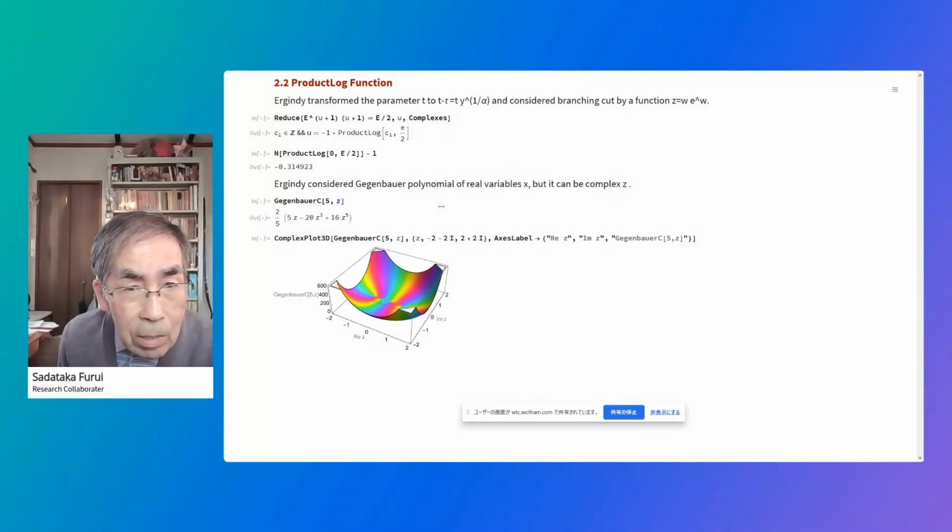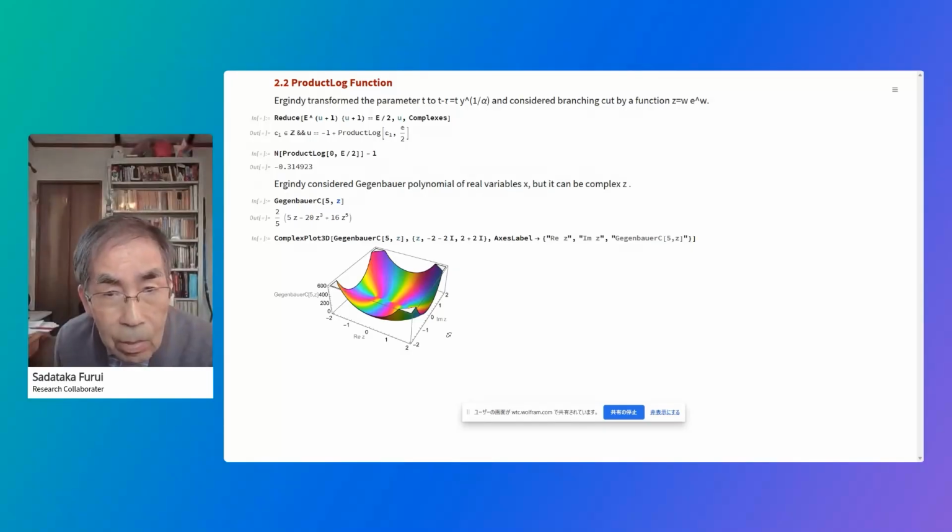considered Gegenbauer polynomials of real variables x, but we consider the complex z, and this is Mathematica shows that the Gegenbauer C of 5.z is this form, and this is a real part, and this is imaginary part of C.